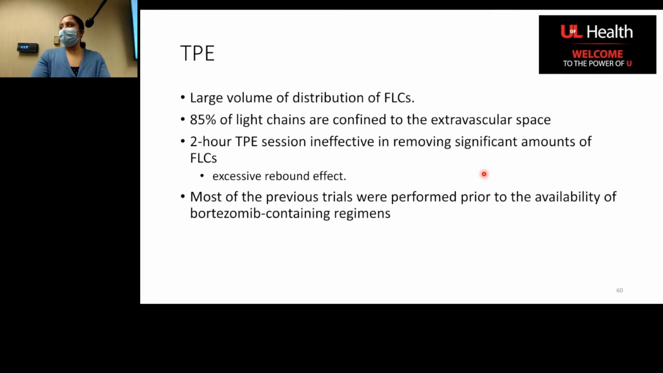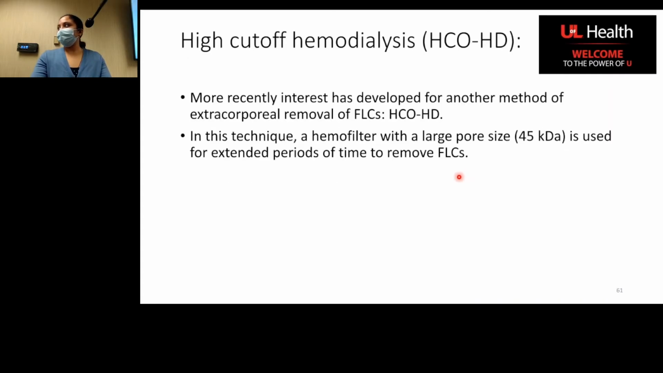Also, these trials were all performed before the availability of bortezomib containing regimens. I think one of the things that should be looked into is maybe doing both concurrently, start the chemotherapy and also do an extracorporeal removal to see if that's more effective. But since just with chemotherapy itself we are seeing such great benefits, I don't know if there's any benefit of the extracorporeal treatment. High cutoff hemodialysis, because of the larger pore size of the filters, has also been looked into, but we don't have it readily available here.